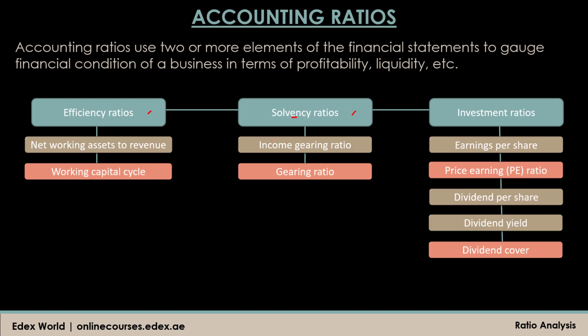If you remember, in the previous video on ratios, we did the liquidity ratios. Liquidity is about the ability to pay short-term liabilities or current liabilities. Solvency is about paying the non-current liabilities or long-term liabilities. And then we'll have a look at some of the investment ratios.